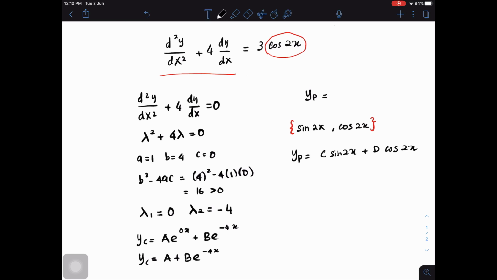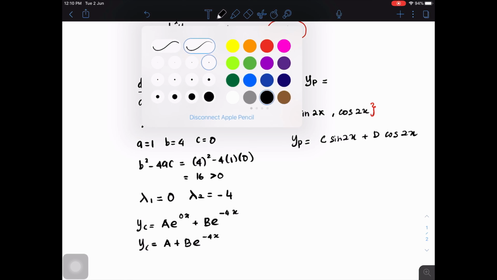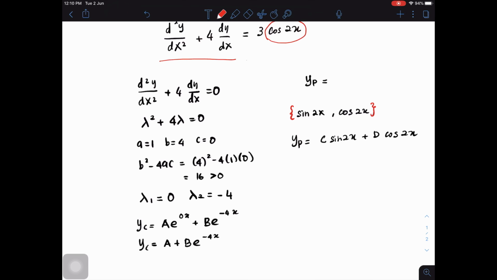Okay, then you compare your family of derivative here with the solution in yc here. If you see, your general solution yc will have a solution y1 as 1 and y2 as exponent negative 4x. And this one is different, where you will have no connection between these two solutions. Therefore we call this function linearly independent. Okay, therefore your yp will be in the form of c sine 2x plus d cos 2x.